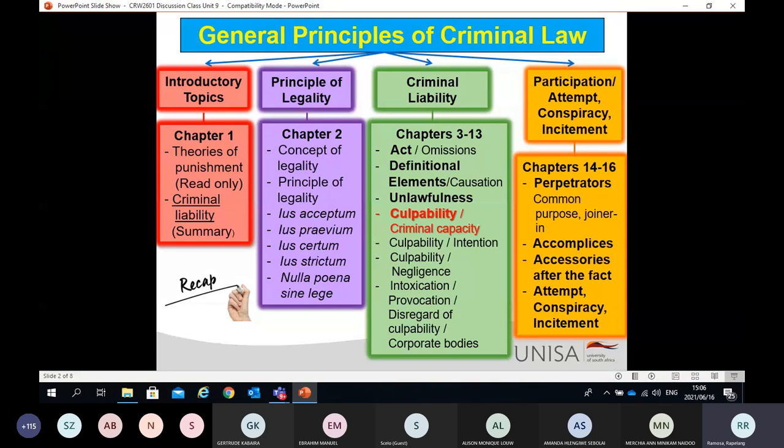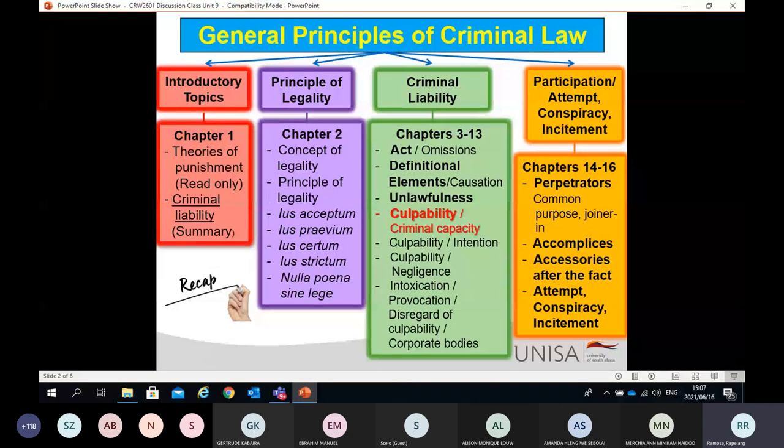We did chapters 1 and 2 in the first week, which was on 28th of April. From the beginning of May, we did acts and omissions, which is study unit 3. The following week, we did study unit 4, which is definition elements and causation. The following week, we did study unit 5, which was an introduction to unlawfulness. And thereafter, unlawfulness 2, the following week, in week 6.